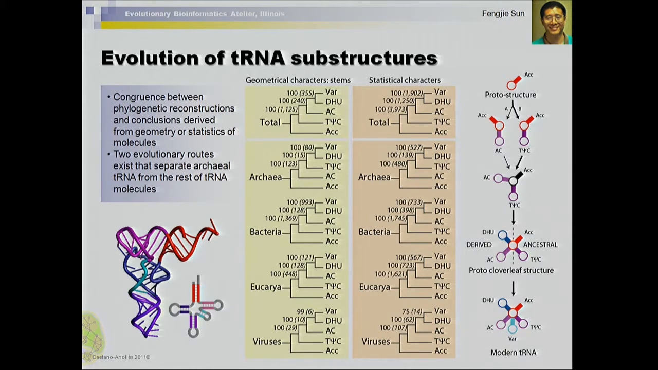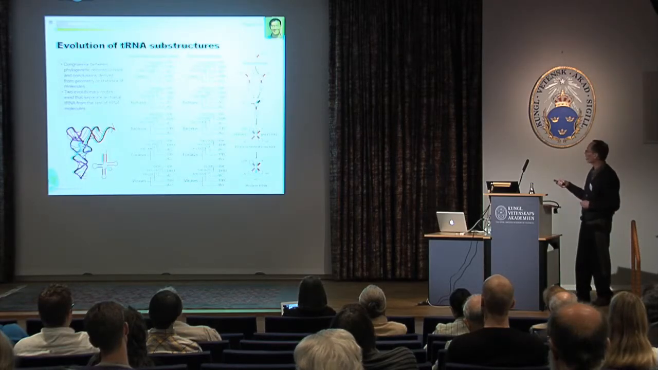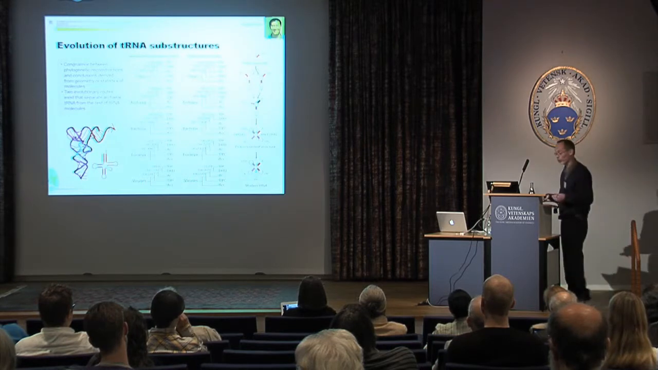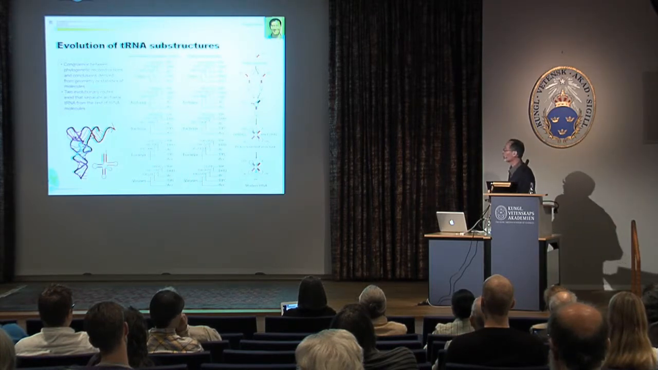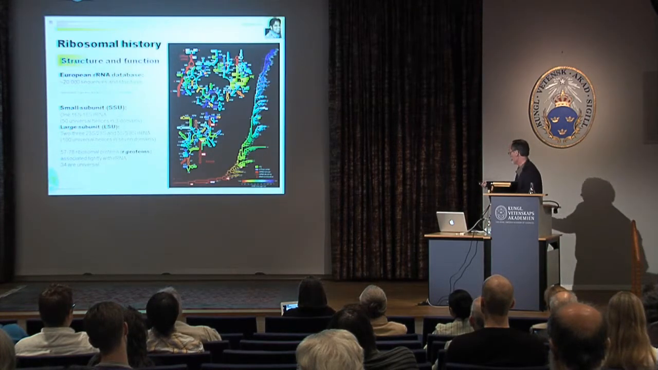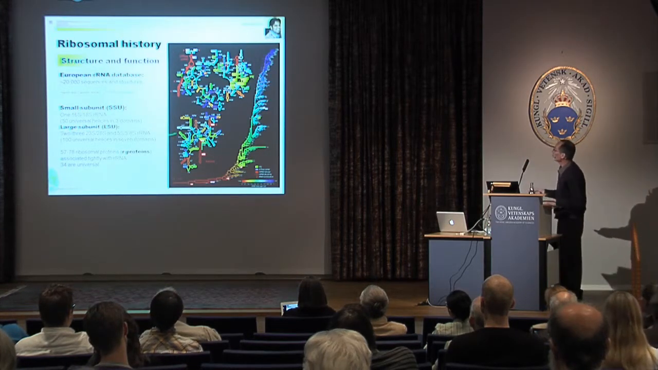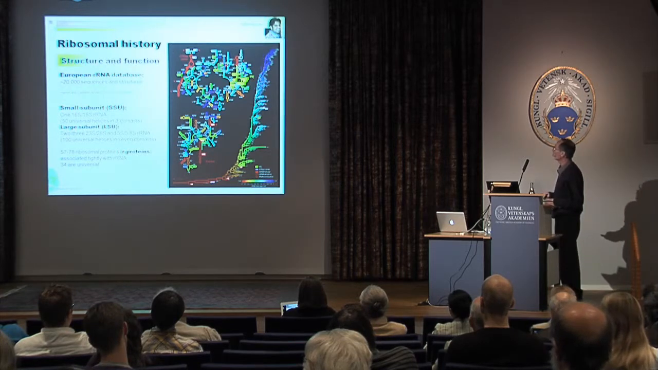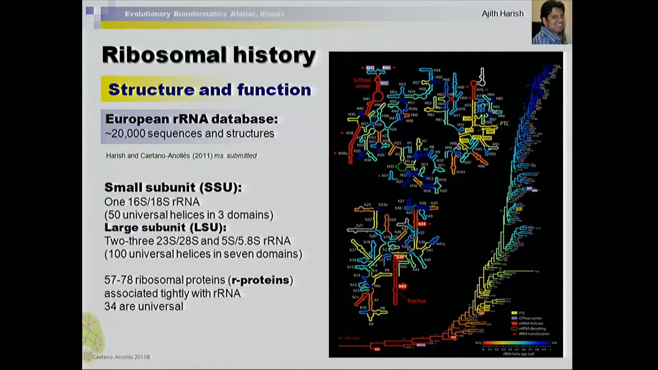Interestingly, there are two pathways. One that is specific to bacteria and eukarya, and another one that is specific to archaea, which is also indicating perhaps a link to this reductive tendency that we've seen in archaea at the proteome level. We've done the same thing, and this is the work of Ajit Harish that followed the beautiful work that Fengye Sun has done in terms of this bioinformatic analysis.